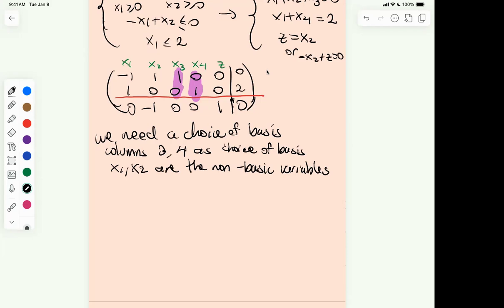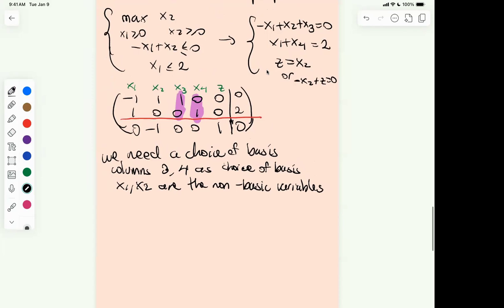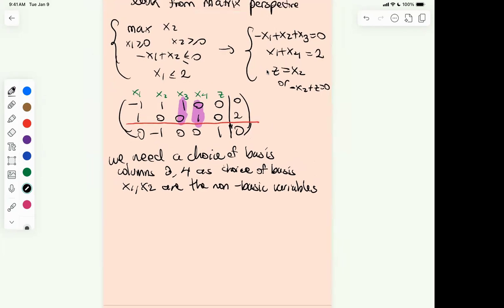And so if you were doing it how I had explained it at the very beginning, before I gave you the matrix notation, the idea is that you write the basic variables in terms of the non-basic variables. So this would be x3 equals x1 minus x2, and then x4 equals 2 minus x1, and z equals x2. Again, the idea here is that these are basic and these are non-basic.